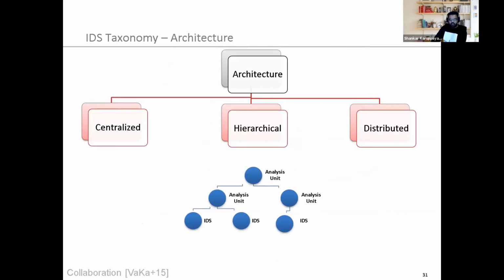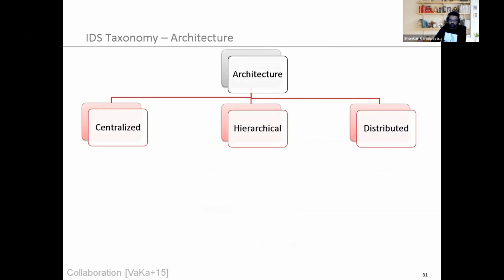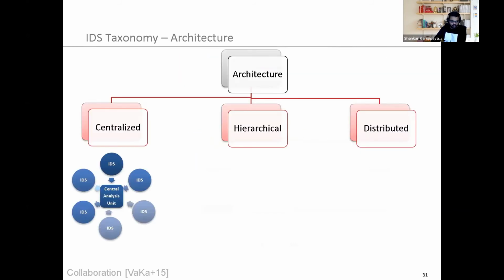Now, if you talk about IDS architecture, you have a centralized architecture, and the centralized architecture is the example that I just gave. You have IDS sensors deployed in different regions or segments of your network. They all feed their alerts into the centralized analysis unit, and this unit will inform the overall administrator of the organization what is happening.